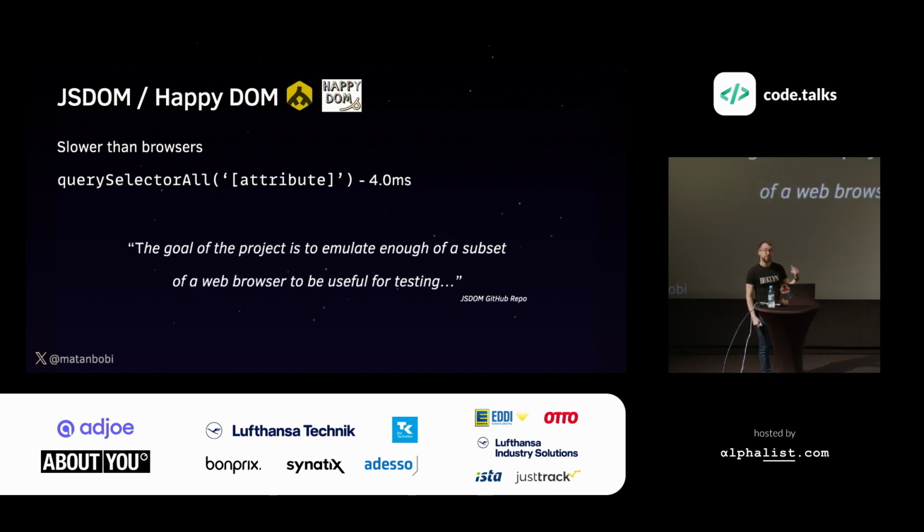Besides that, the goal of JS DOM and Happy DOM, it's written almost line by line. The goal of the project is to emulate enough of a subset of a web browser to be useful for testing. They also do scraping, and they do many more things, but they want to say that they're only implementing a subset of the capabilities, okay? And in fact, they are very, very slow.